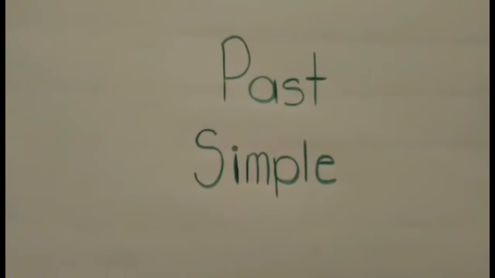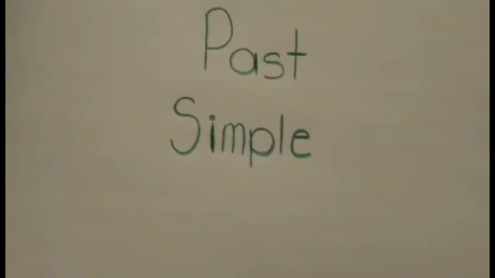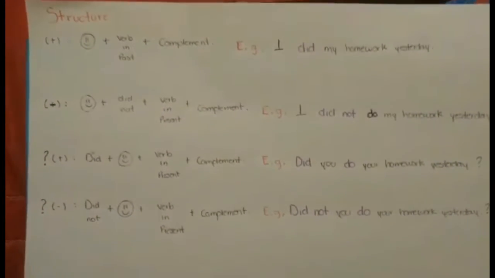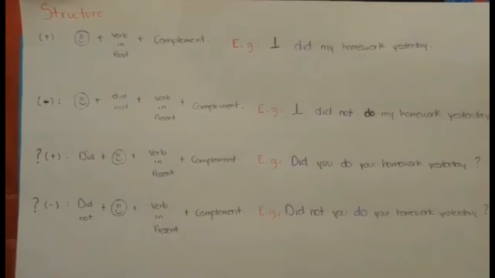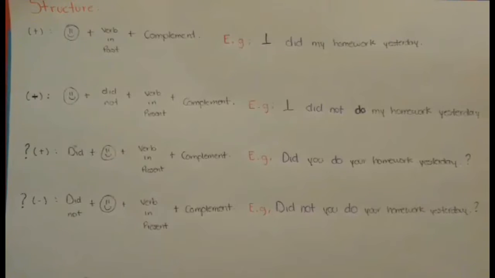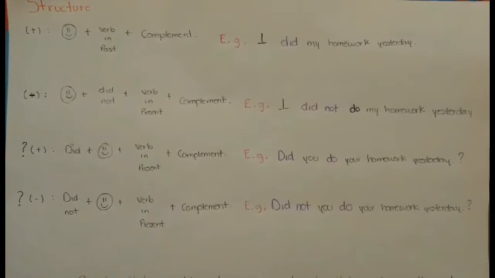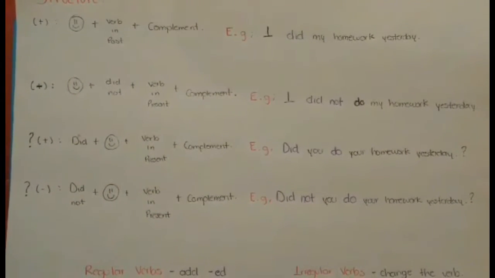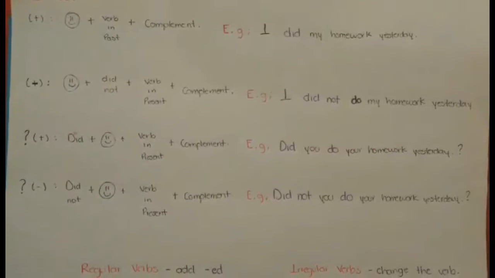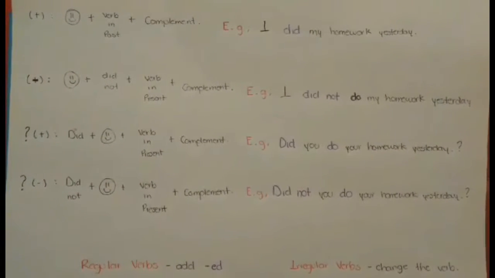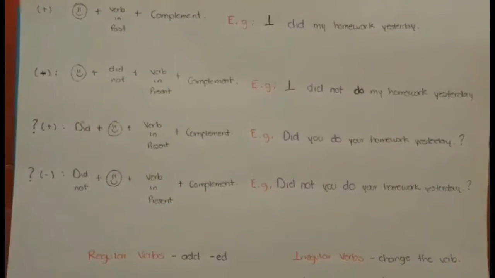Now we're gonna talk about the past simple. First of all, let's see the structure. For positive sentences, we're gonna use the subject, the verb in past, and the complement. For example, I did my homework yesterday. For negative sentences, we use the subject plus did not plus verb in present plus the complement. For example, I did not do my homework yesterday.